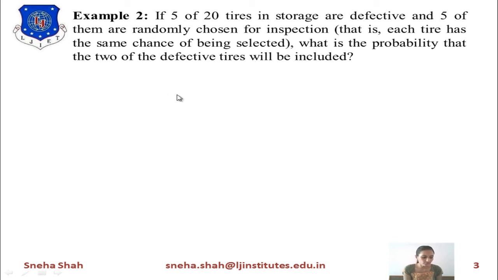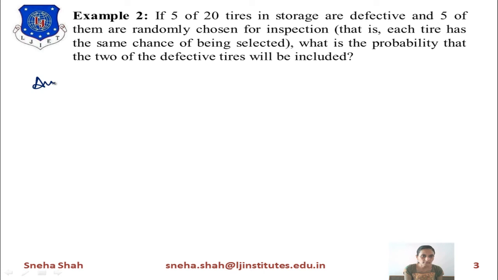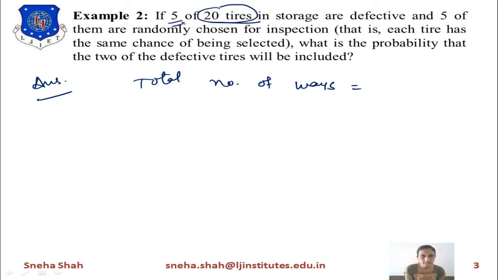If you want to solve this, first of all, the total number of tires is 20, right? So if we find the total number of ways, what will it be? From these 20 tires we have to select 5 tires.